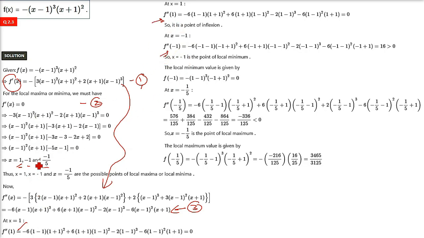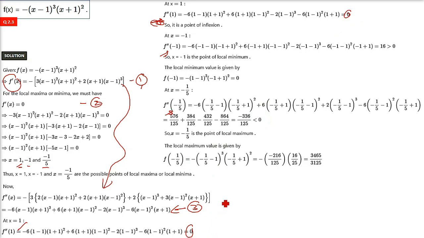When we replace, you are going to get what? I am saying f dash is already computed. F dash x equals 0 gives us the critical points. In f double dash x, here we have to place 1, -1 and -1 by 5. And then you see at x equals 1, we get 0.